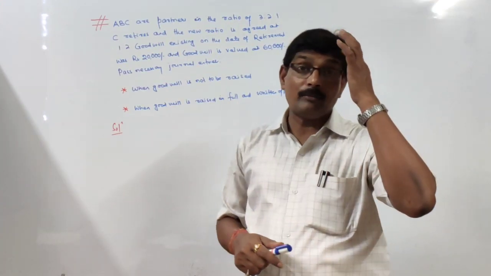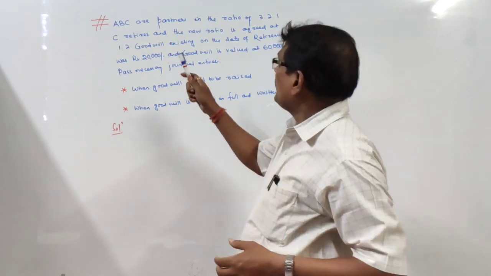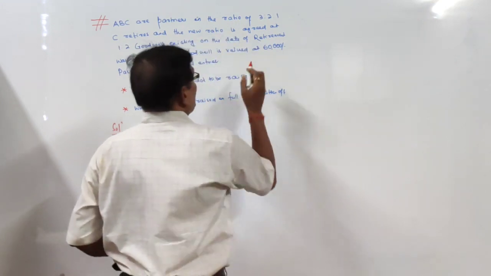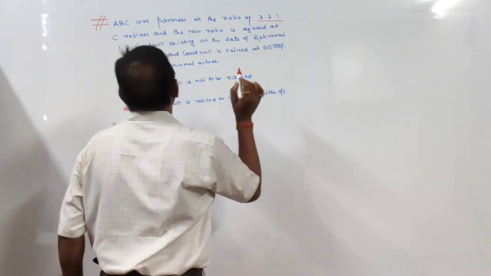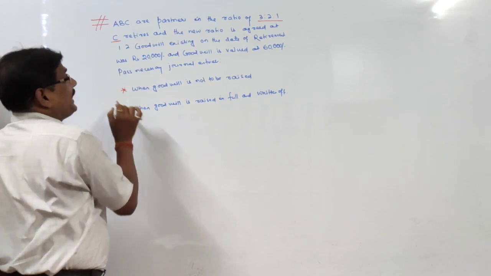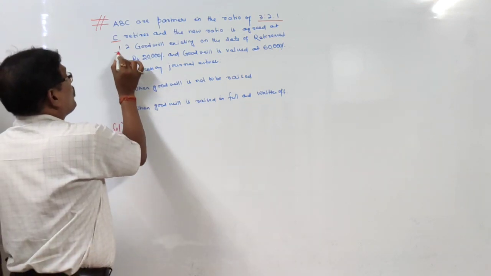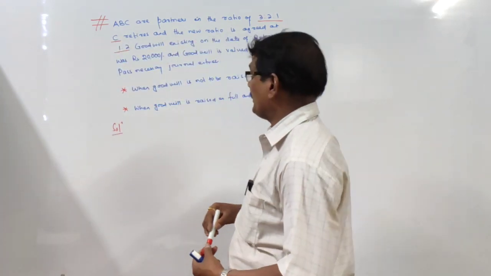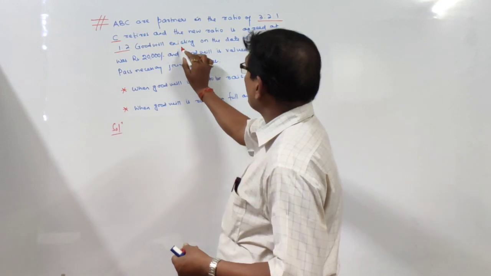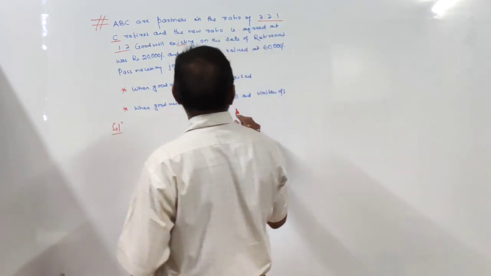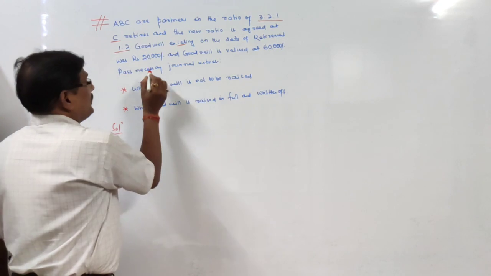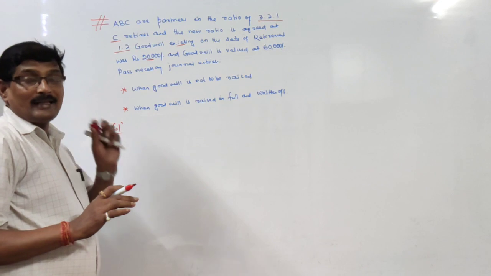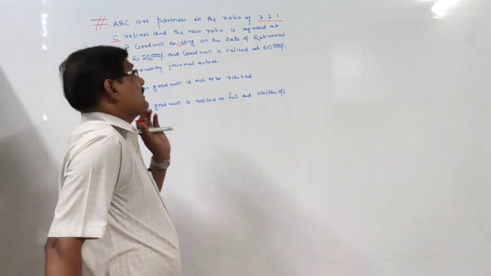Now let us work out one comprehensive question. A, B, C are partners in the ratio of 3:2:1. C retires and the new ratio is agreed at 1:2. So we are provided with the old ratio as well as the new ratio. It is also given that goodwill existing in the balance sheet on the date of retirement was 20,000 and goodwill is separately valued at 60,000.